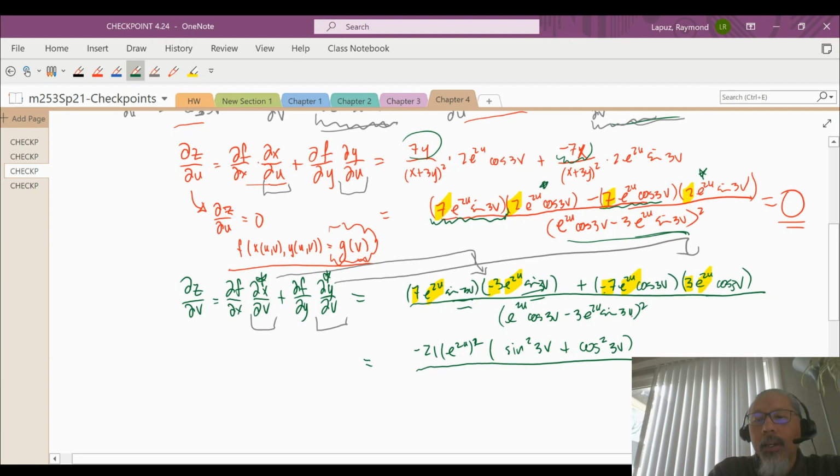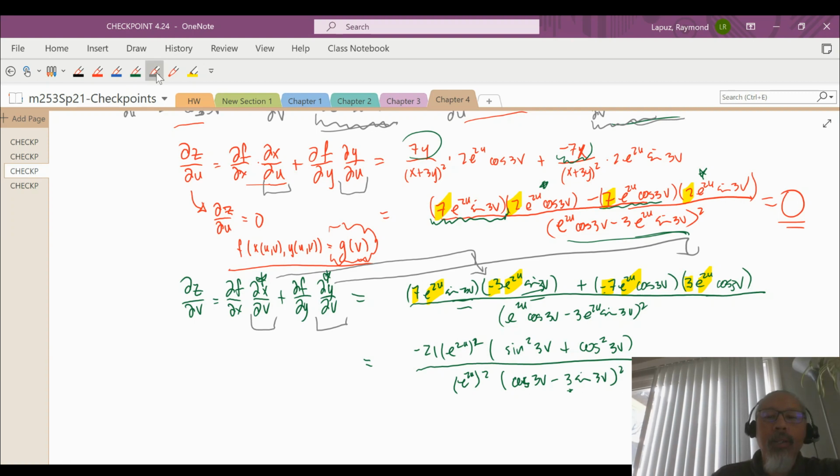Meanwhile, the denominator, I can FOIL this out, but I can also just factor out an e to the 2u quantity squared, and then I have a cosine 3v minus 3 sine 3v. I suppose I can FOIL that out, but I don't think that's going to get me anywhere since I have an extra factor of 3 for the sine. So we got some things that can cancel. We got the exponential functions cancel. And notice that this is now just a function of v, not u.